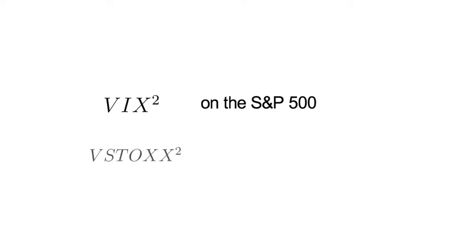Similarly, when you hear about the V2X, or here more precisely, the V2X to the power of 2, that is simply the market price of a variance swap that is written on the Euro Stoxx 50. So that's why these measures are price measures of variance as it's priced in the option market.